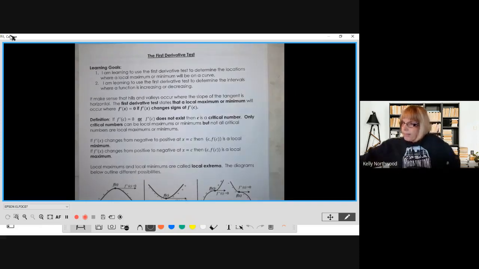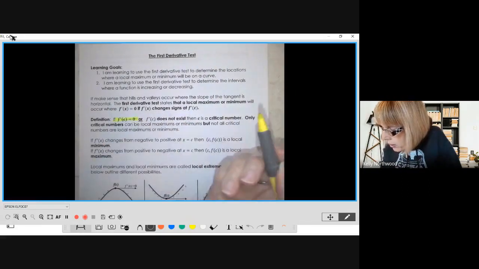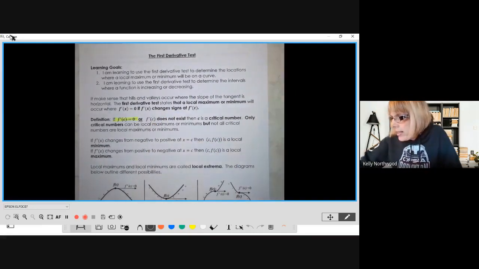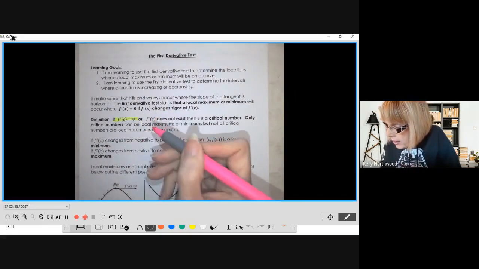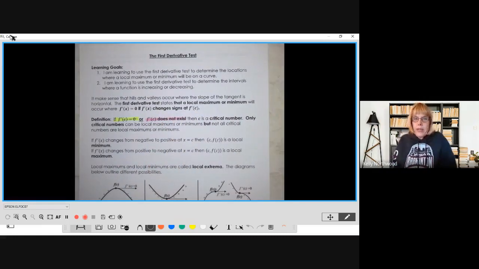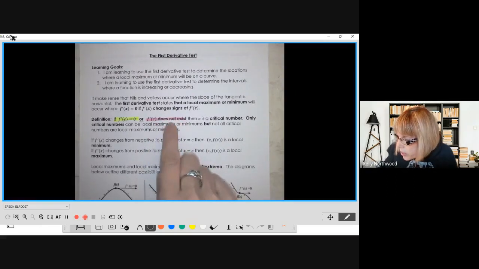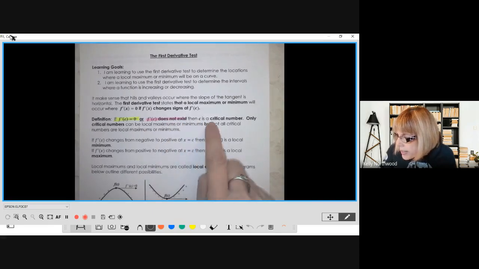So here's a definition. If f prime at c equals 0 or f prime at c does not exist, and normally we do another 2 lessons in a non-pandemic year, but this is something that the ministry suggested we leave out, sketching rational functions. So we're just going to do polynomial functions this year. So does not exist would be like where the denominator was 0. Then c is a critical number.